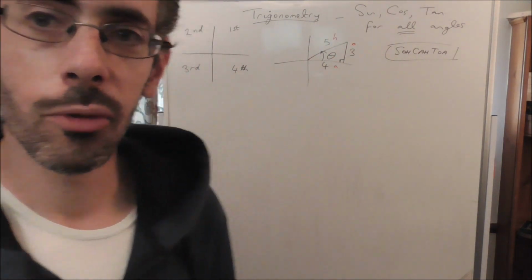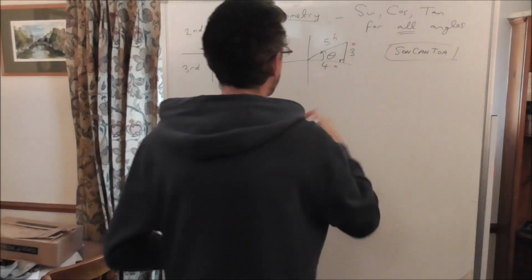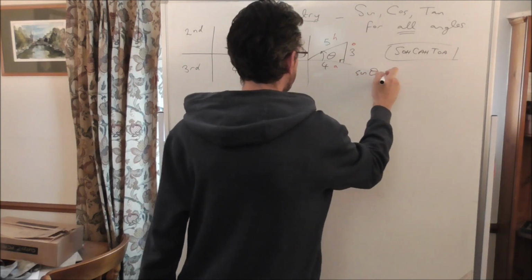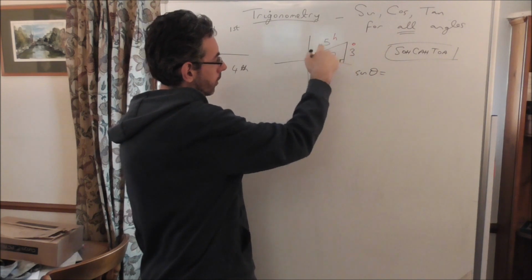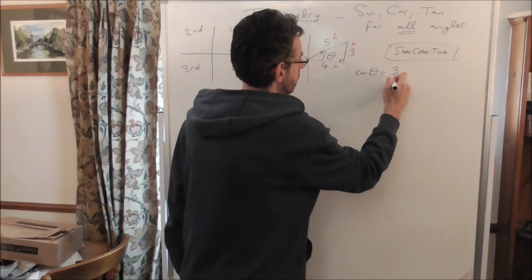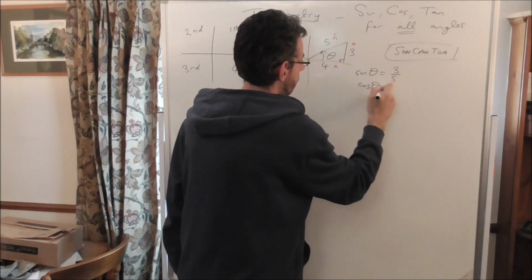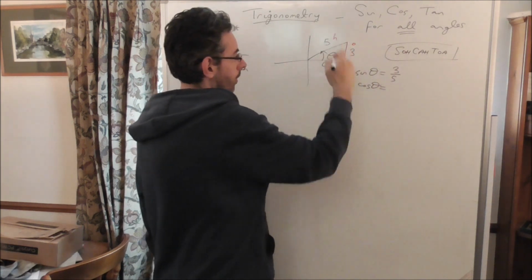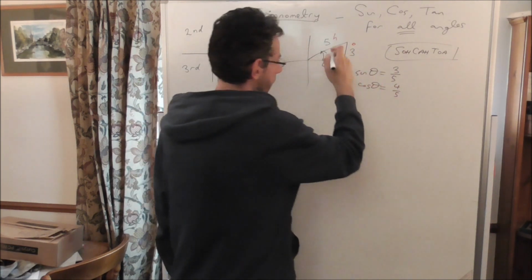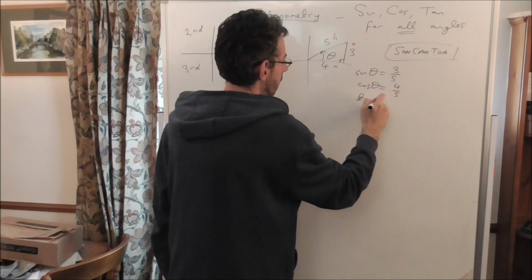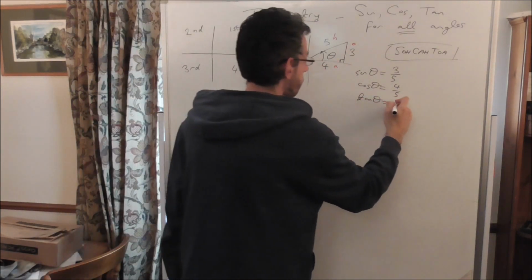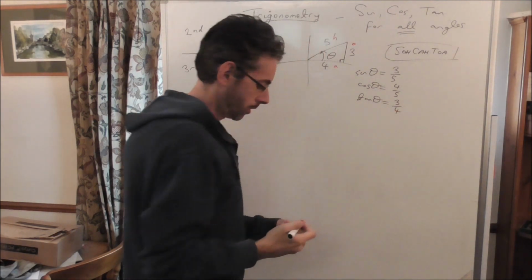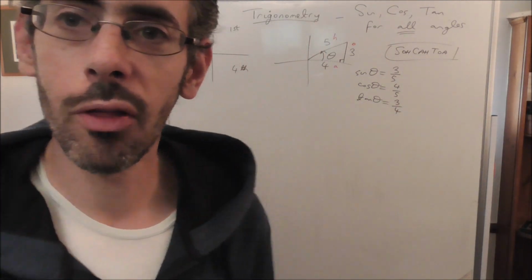And now we can just write down sine theta, cos theta and tan theta. So sine theta is just the opposite divided by the hypotenuse, the ratio of these two sides, so it's 3 over 5. Cos theta is adjacent divided by hypotenuse, which is 4 over 5, and tan theta is opposite divided by adjacent, which is 3 over 4. And you can extend this idea to all other angles.